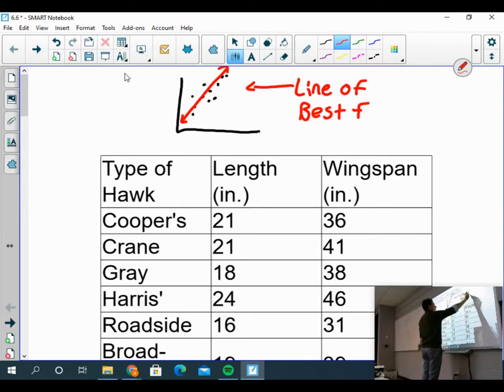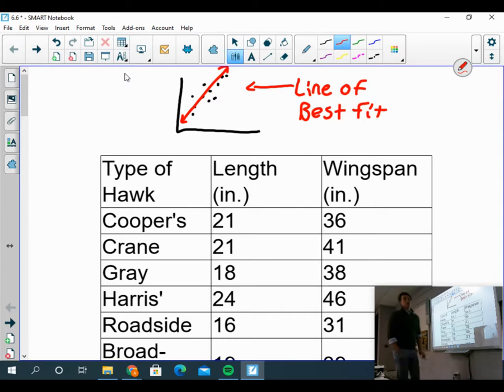Some points will be below it, some points will be above it. Obviously, the line's more accurate the more tightly packed together the data is. So what we're going to do here is probably something you might have done before. If not, if scatter plots are totally new to you, I think you'll pick up pretty quick.